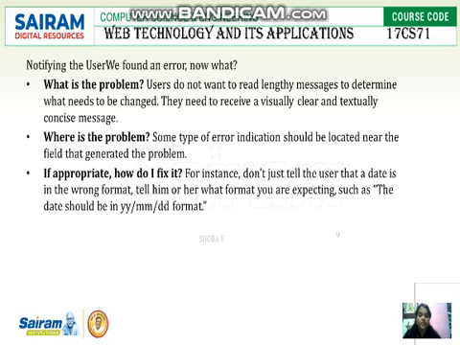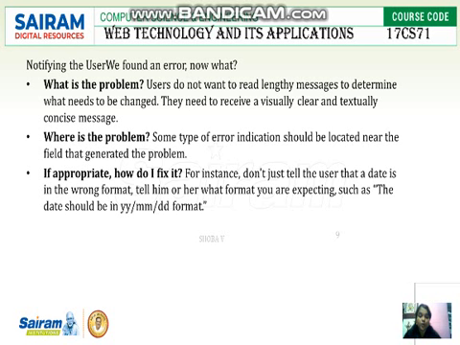Some type of error indication should be located near the field that generated the problem. You have to find out the location, like the URL or location path where it has been placed. Next, if there is a problem, how can you fix it? For example, don't just tell the user that a date is in the wrong format. Tell him or her what format you are expecting, like the date should be in year, month, date format.